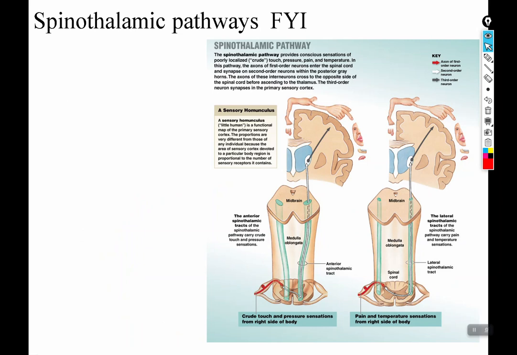So the spinothalamic pathway contains 2 tracts. I don't know why it says FYI here. You do need to know this. It's just an accidental carryover from copy pasting. So there are 2 tracts, and essentially one of them is going to detect crude touch and pressure from one side of the body or the other. There's some on each side. So this one happens to be the right side of the body. That's what this image happens to be illustrating, but there's ones on the left too, so don't be confused about that.